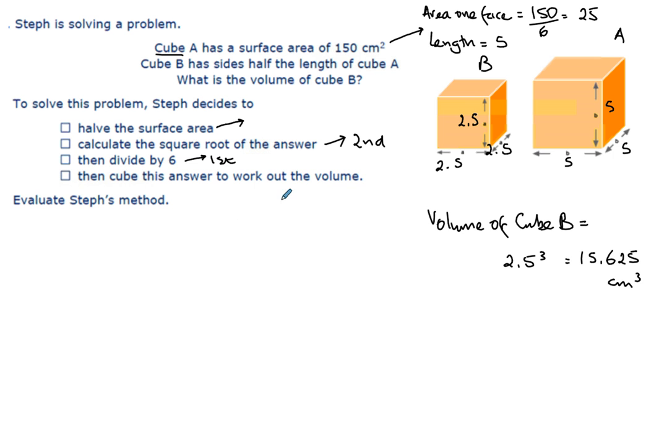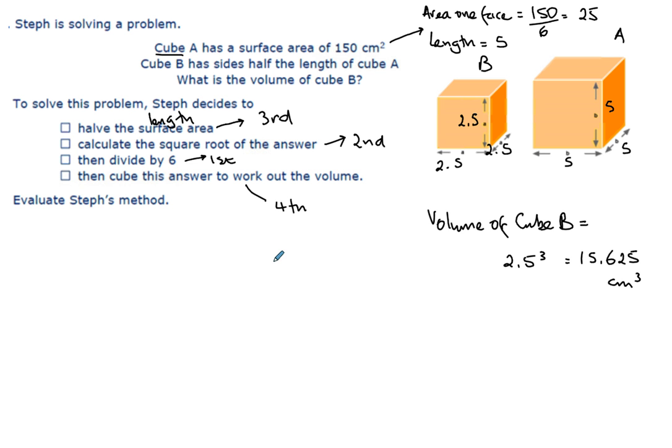And then we were going to square root the answer. Once we'd found the length, then we were going to halve the length, not the surface area. And then we would cube the 2.5. So you can see he just didn't do it in the right order. And that explanation itself would be fine. All right, okay, cool.